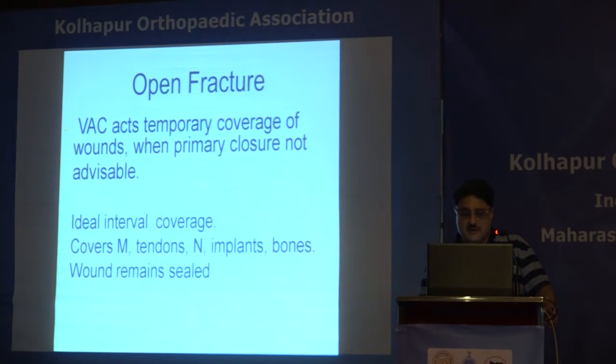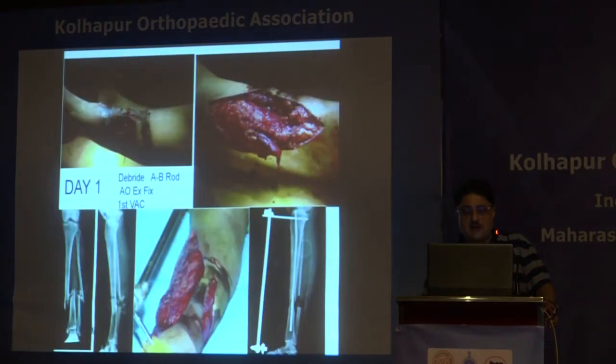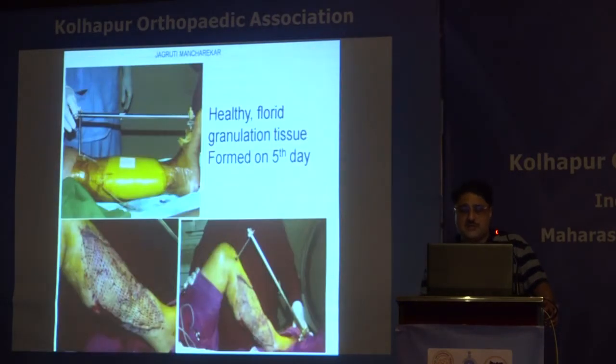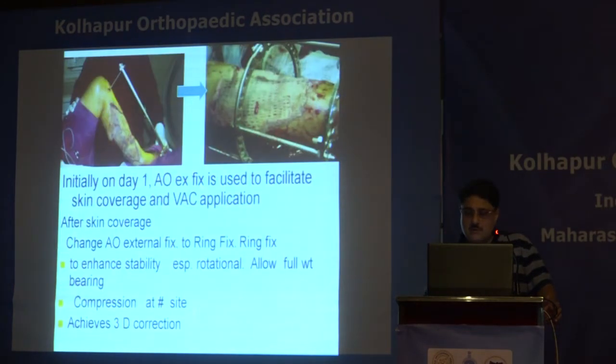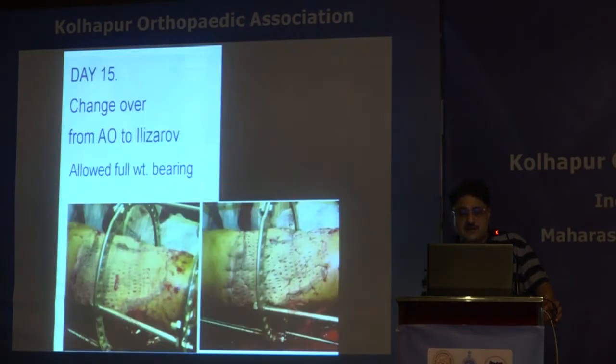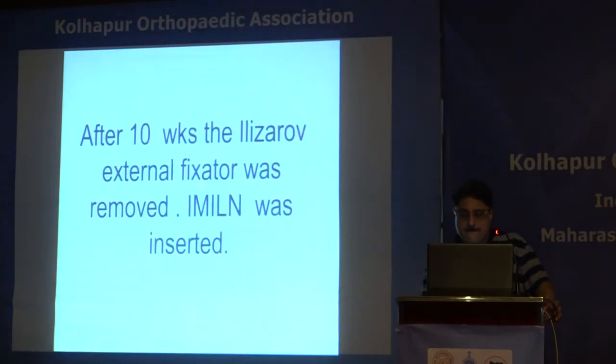So in this case, a young girl was run over by a train. Initially VAC was done, then skin graft, and then everything was fine. She walked in after 15 days; initially there was an Ilizarov external fixator. After 10 weeks, the Ilizarov external fixator was removed, interlocking nailing was done, and the fracture united well.